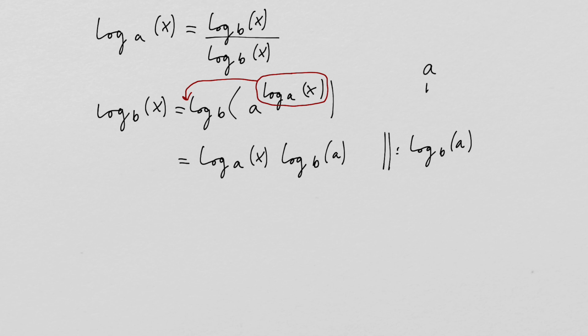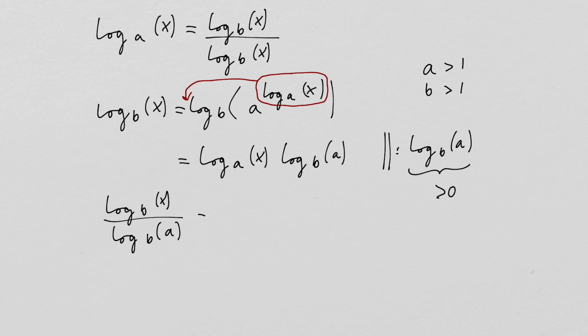Here a and b are both bases of logarithms, so they are both larger than 1. So this number here, it's positive. The main thing is that it's not 0. So we get that this is true, so our formula is true.